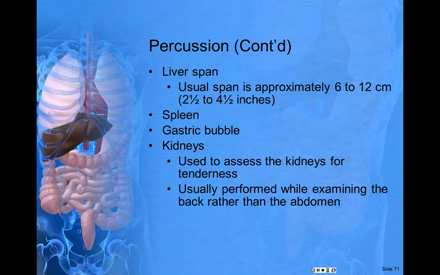We also percuss over the spleen, the gastric bubble, and the kidneys, usually to assess for tenderness or pain, which is usually performed while examining the back rather than the abdomen, because remember, the kidneys are retroperitoneal.